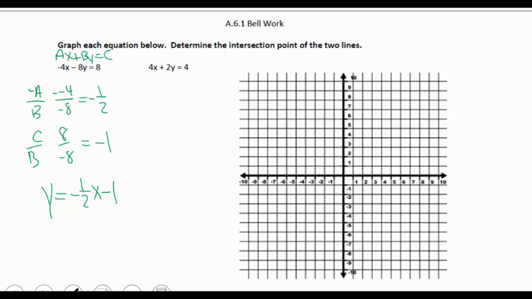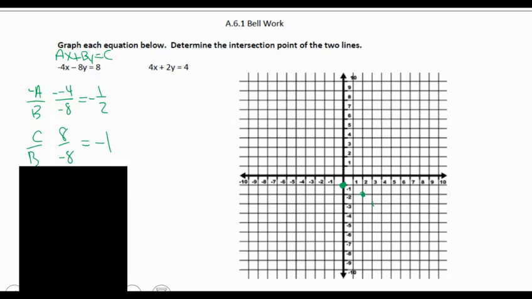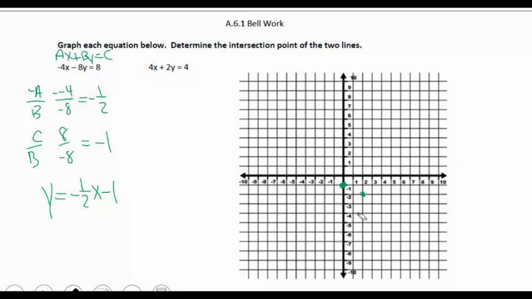And I can come graph that on my coordinate plane. I can put a point at negative 1 on the y-axis, because that's my y-intercept. Then my slope, negative 1/2, that's down 1, right 2. Down 1, right 2, keep going. I can also do the opposite, up 1, left 2. And I can connect them with as straight of a line as I can draw. So that's the first equation.